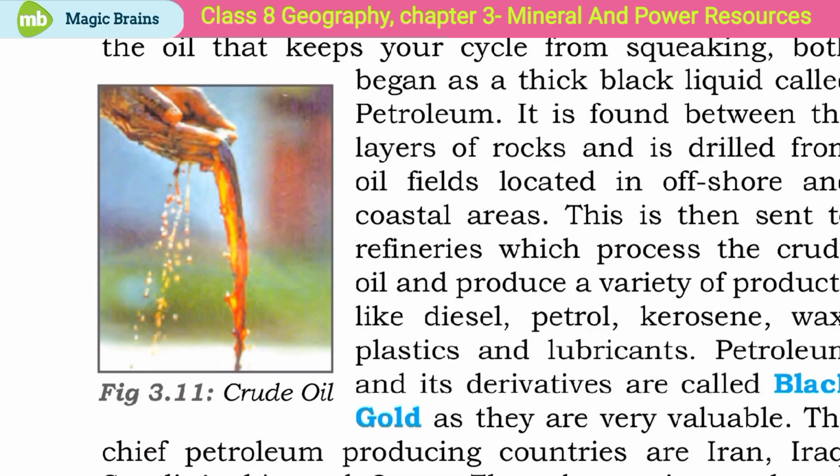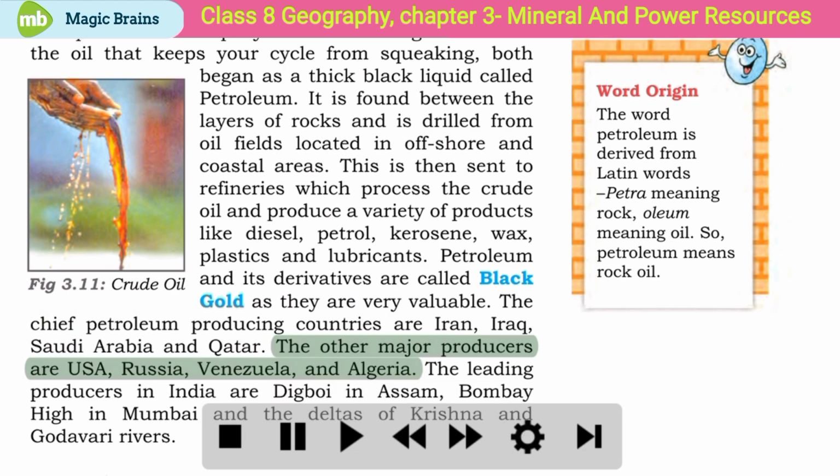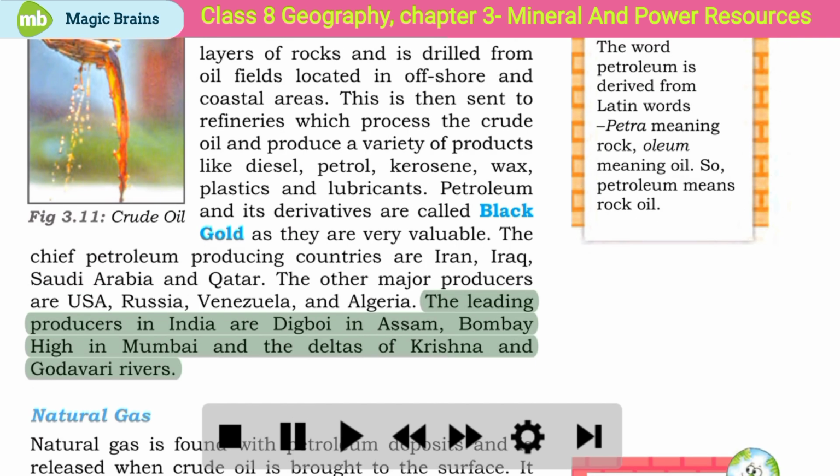On the left side of page number 8, there is figure number 3.11, which shows crude oil. The chief petroleum producing countries are Iran, Iraq, Saudi Arabia, and Qatar. The other major producers are USA, Russia, Venezuela, and Algeria. The leading producers in India are Digboi in Assam, Bombay High in Mumbai, and the deltas of Krishna and Godavari rivers.